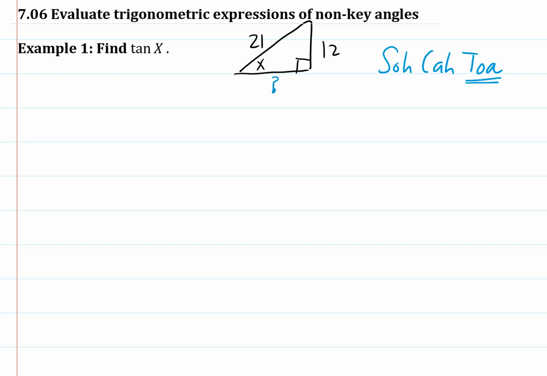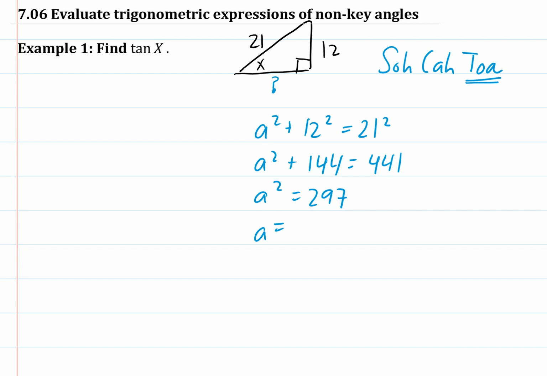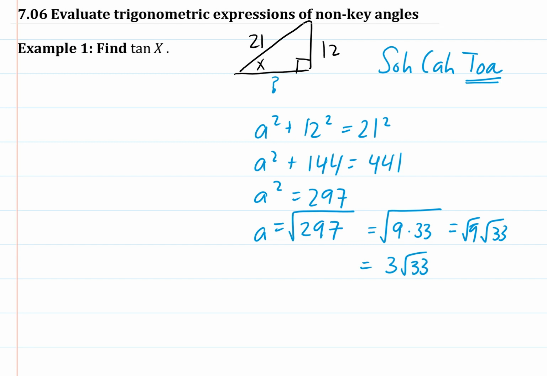Well, we're dealing with a right triangle, so we can solve for that side length by using the Pythagorean theorem. We get a squared plus 144 equals 441. So a squared is 297. So a is the square root of 297. Those of you that are really paying attention know that 9 goes into 297, so you can simplify this as 3 square root of 33. Okay, well we just figured out that this side length is 3 square root of 33 units long.